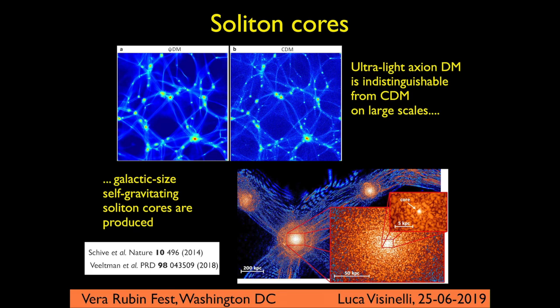So QCD axion forms axion stars, which are of the solar size. Ultralight axions, which are axions that are much lighter, form solitonic cores at the galactic size.